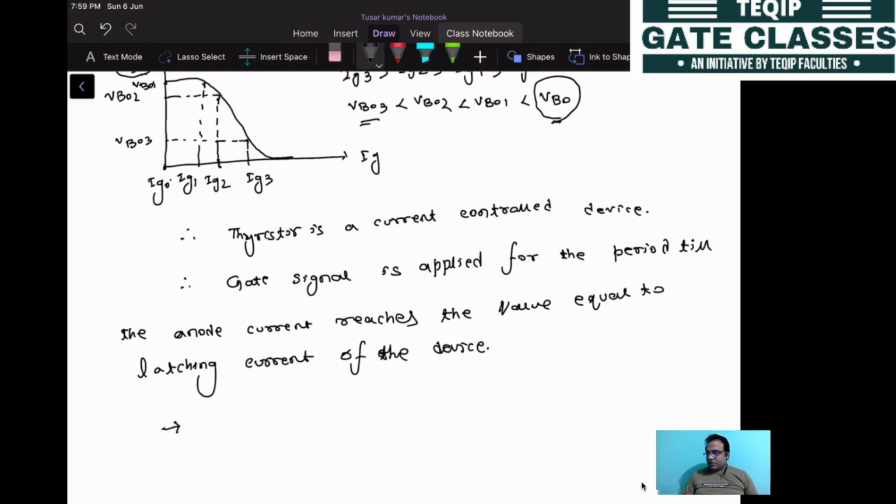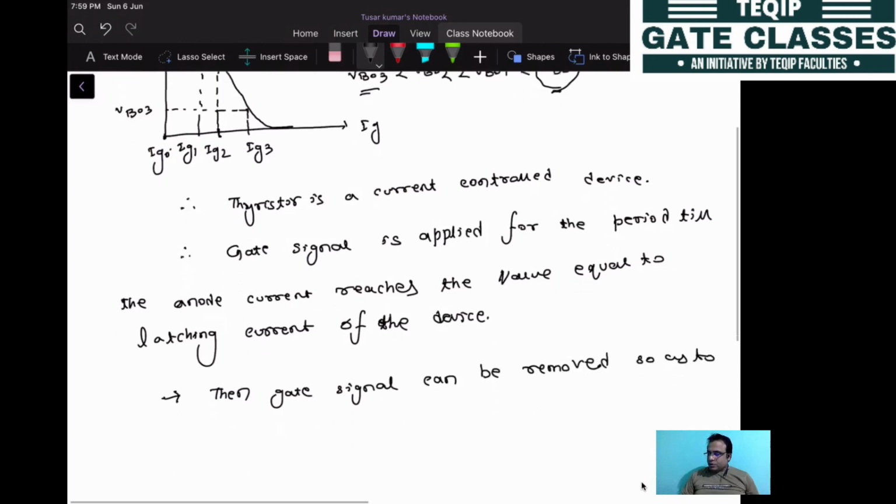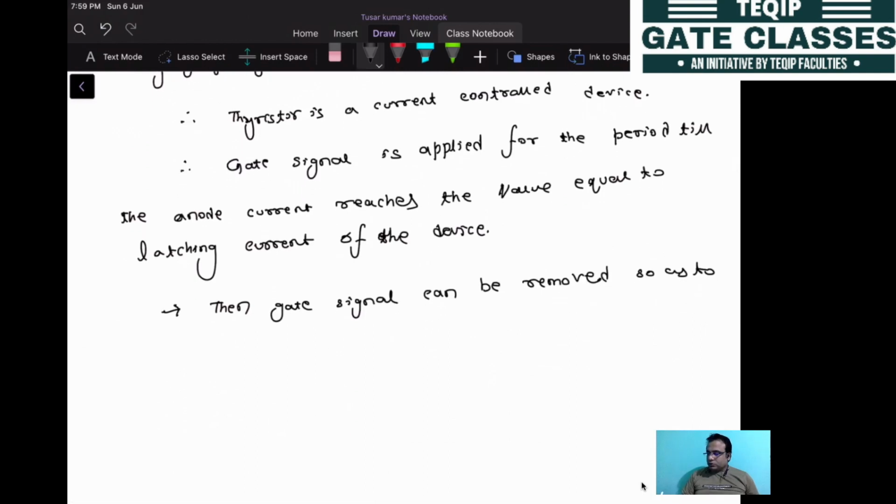So the next point you can write down is that the gate signal can be removed so as to avoid unnecessary power dissipation in the gate junction, which will increase the junction temperature.